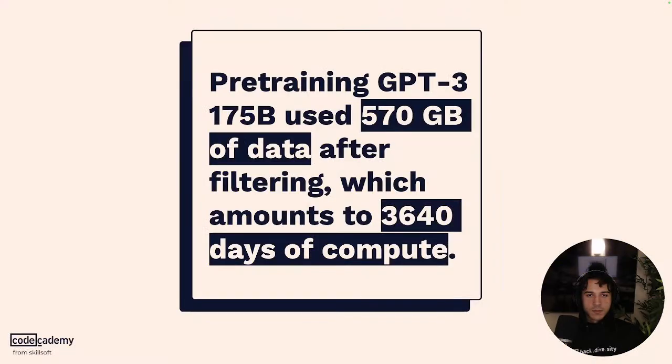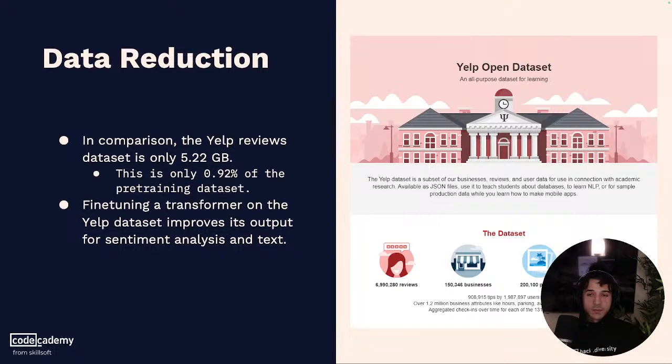To kick things off, the GPT-3 research paper, Language Models Are Few-Shot Learners, reported that pre-training GPT-3 175B used a massive 570 gigabytes of data after filtering, which amounts to 3,640 days of compute. In comparison, one of the most popular fine-tuning datasets you can find is the Yelp Reviews dataset, measuring in at only 5.22 gigabytes uncompressed. This is only about 0.92% of the training dataset, yet fine-tuning a general transformer on the Yelp Reviews dataset helps improve its output for tasks like sentiment analysis and text generation due to the collection of text reviews and associated ratings.